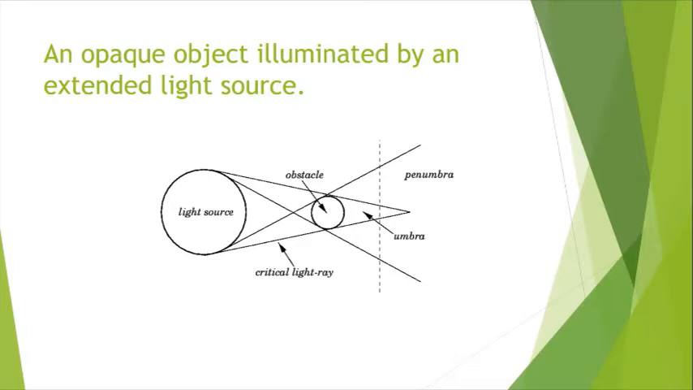Okay, ganyan ang itsura ng opaque object illuminated by an extended light source. Ito yung light source, yung may circle. Then this one is the obstacle, then we have the umbra, then the penumbra, then we have a critical light ray, then the obstacle. Okay, ganyan ang nangyayaring illustration.